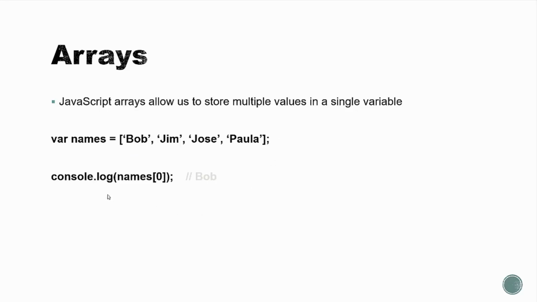Strings do. And then here, if we want to access, let's say Bob, we can console log names and then 0. This pertains to the index of the value in the array. Now it's 0, arrays are 0 based. So if you want to access Bob, that would be 0. Jim would be 1, Jose 2, Paula 3, and so on. So just remember that arrays are 0 based.